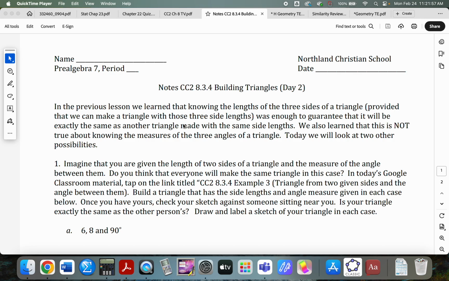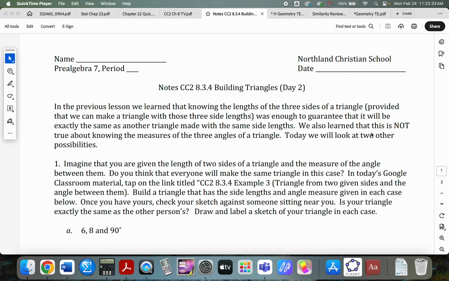So what has to be true about the three sides in order to be able to make a triangle? The two have to be bigger than one. Yeah, any two sides have to add up to be more than the third side. And usually what we do is we check the two short sides. If the two short sides add up to be bigger than the long side, we know it's going to work and make a triangle. If that's true, then we know that my triangle is going to be exactly the same as your triangle. It's going to be exactly the same as everybody else's triangle.